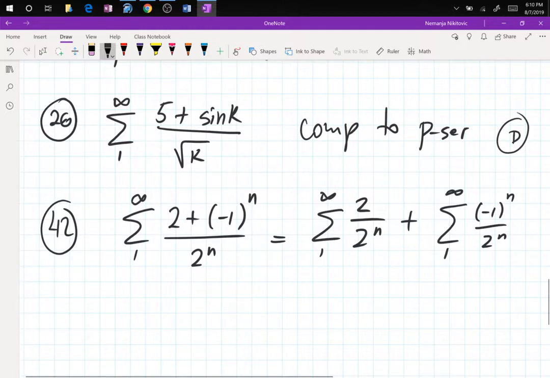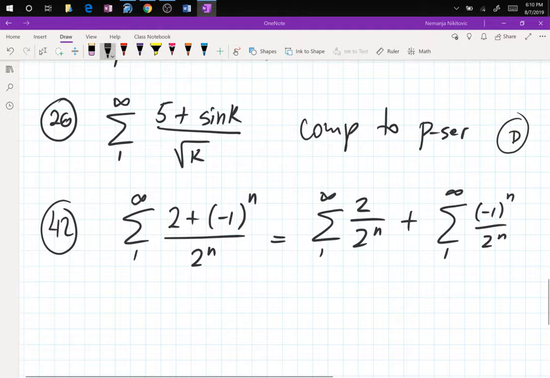Problem 44. It's a comparison, right? Look at the exponent on k. Exponent on k is going to be 3/2, right? No, it's not 3k, it's k. K times k is k squared. Square root of k squared is k. So this one gets compared to 1 over k, harmonic, and should diverge.